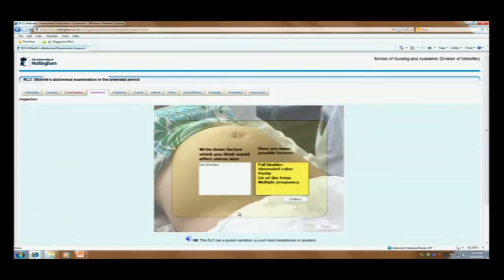So I'm flying through this because I suddenly realised that I'm running out of time. So that's a reusable learning object in midwifery.